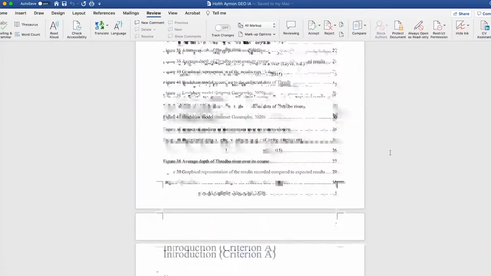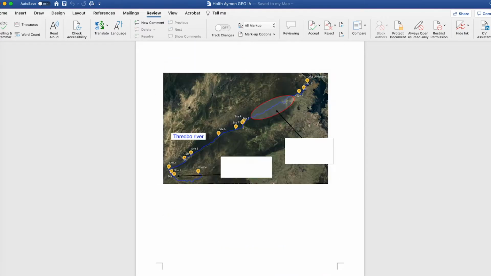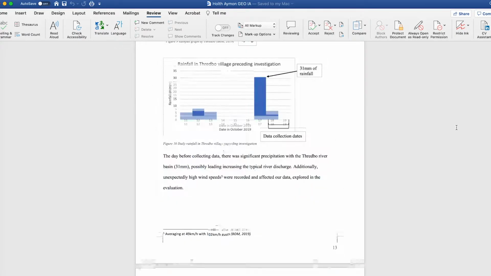So let's see, for example, in my geography one, I ended up having 41 different figures in my IA, and that just shows you how many photos I included. Like, for example, let's go to a random page here. Half of the things are photos. So you want to make sure, first of all, that if you don't have enough words, try to communicate what you can, or at least communicate the most that you can through photos.